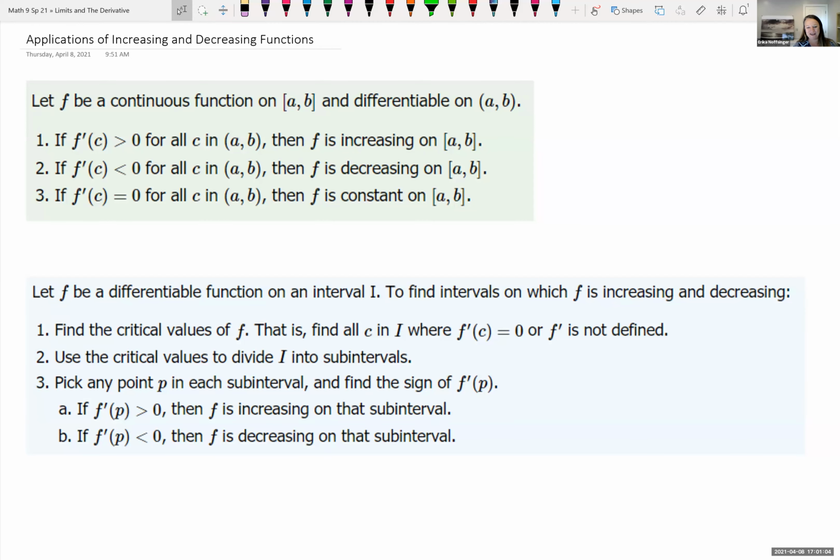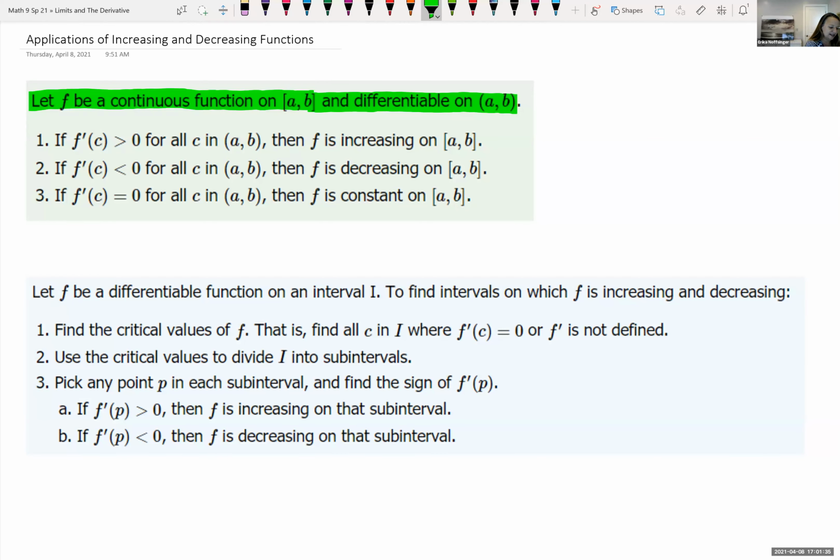So we've been looking at finding where a function is increasing and decreasing by using derivatives. Let's go over really quick what we learned last class period. We looked at what it meant for a function to be increasing, decreasing, or constant. The function f has to be a continuous function on some interval ab and differentiable on the open interval ab.